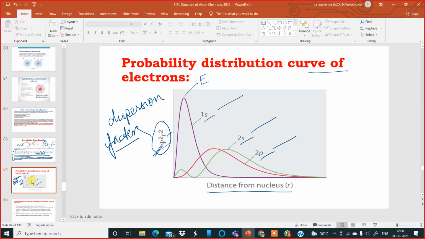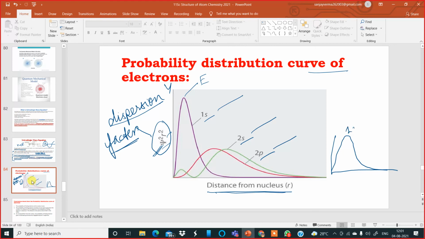Try to remember this graph for objective questions, or we might ask you to plot the probability distribution curve of electrons in 1s, 2s, and 2p orbitals, where on the y-axis you represent the distribution factor, and on the x-axis the distance from the nucleus. This is how you are supposed to plot the graph.